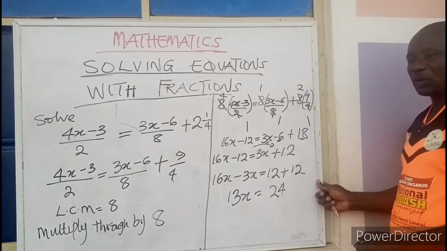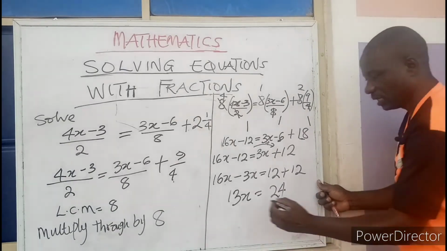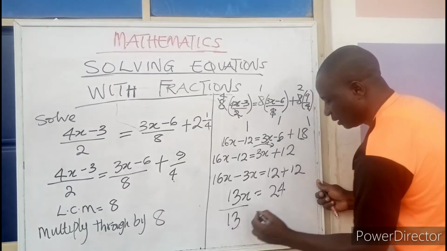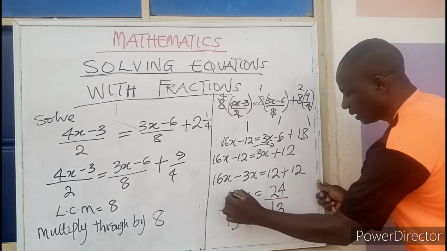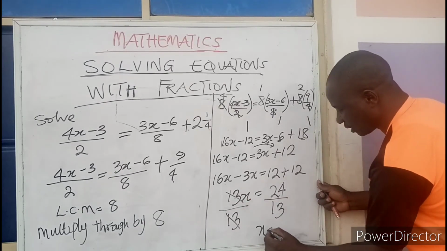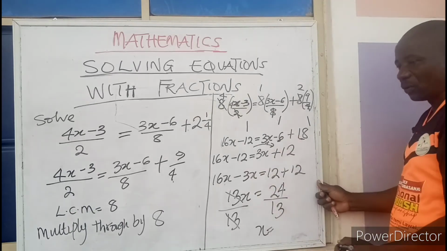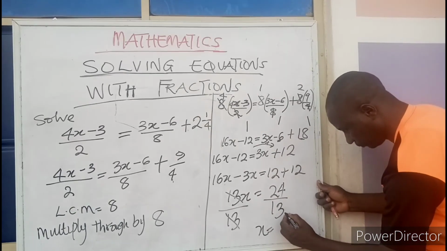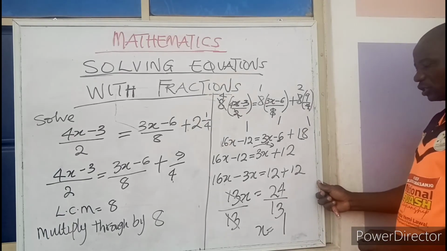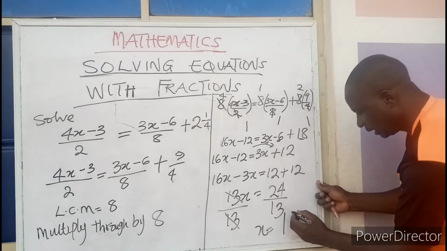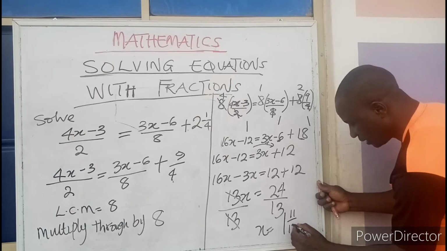Who am I looking for? X, not 13x. Divide both sides by 13. This one too by 13. This cancels this, we now have this. How many 13 can you get in 24? That is 1. It remains what? It remains 11. 11 all over 13.